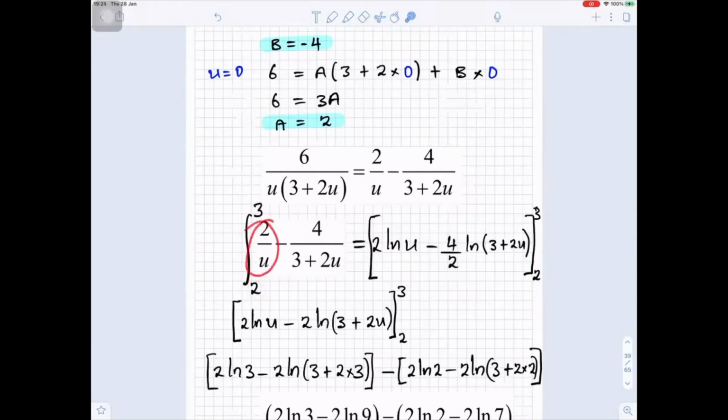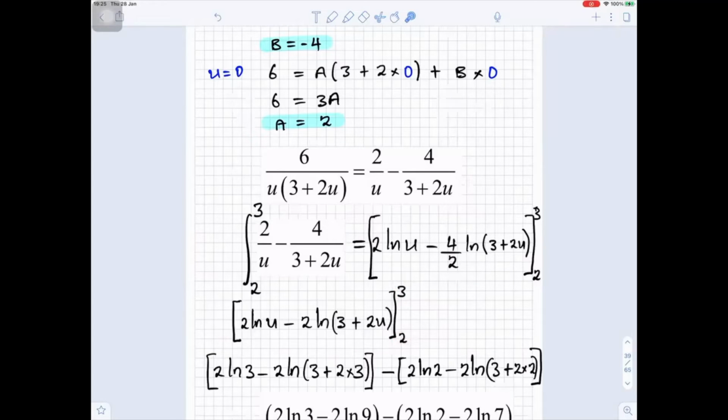When you integrate 2 over u, you get 2 ln u. It's the same as saying integrating 2 times 1 over u, and the integral of 1 over u is ln u. When you integrate 4 over 3 plus 2u, you differentiate 3, you get 0, you differentiate 2u, you get 2. So you would have to divide by that 2. So it would be 4 ln of 3 plus 2u, and then you divide by the 2 to compensate for that. So now you have 2 ln u minus 2 ln of 3 plus 2u from 2 to 3.